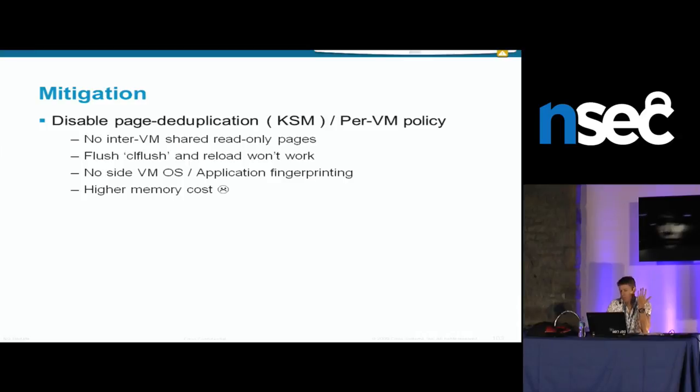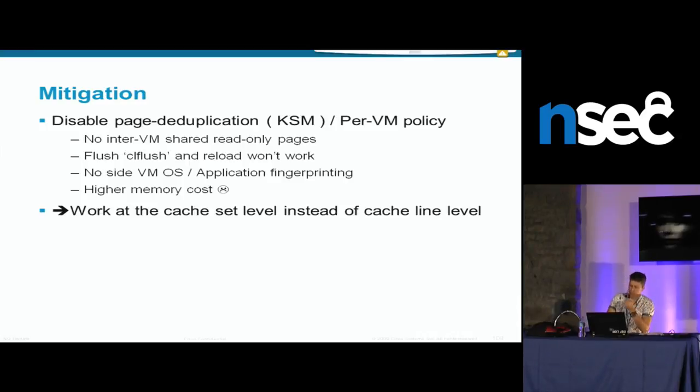And then you won't be able to do OS and application fingerprinting, but you will suffer higher memory costs for that. The defense against my stuff: if someone does that, I'd say, okay, forget KSM. We will work at the cache set level instead, so I don't need page dedup. It's a bit more expensive, because you have to run a couple of algorithms to find your set, merge the sets, and so on. So you have 16 sets to work with instead of just one.